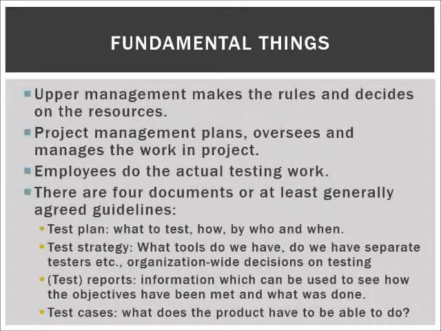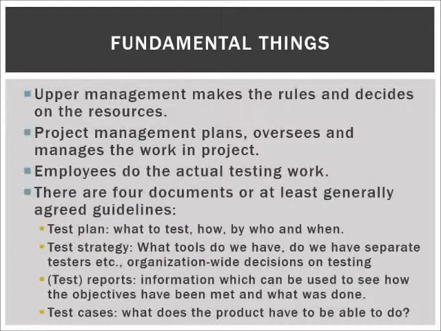The other fundamental things are the four guidelines, documents, or at least generally agreed things between the individuals in the organization. They are the test plan, telling us what to test, how, who, and when. Test strategy, telling us what tools we have, do we have separate testers, what sort of resources we have, what sort of guidelines the organization has, and otherwise the organization-wide decisions on testing. Then there are the reports, information which can be used to see how the objectives have been met and what was done. And finally, the cases, test cases telling us what the product has to be able to do, or how we can show that the product is doing all the things we expect it to do.